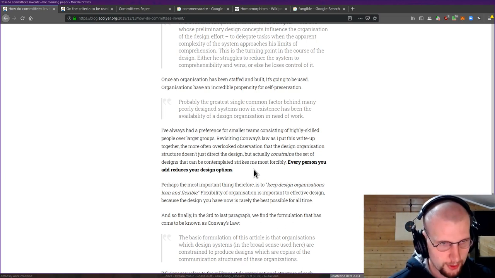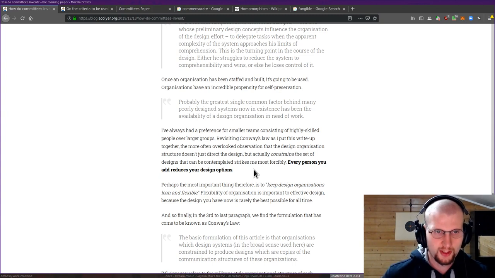Perhaps the most important thing therefore is to keep design organizations lean and flexible. Flexibility of an organization is important to effective design, because the design you have now is rarely the best possible of all time. For all time. Good thing you work alone, yes, exactly.